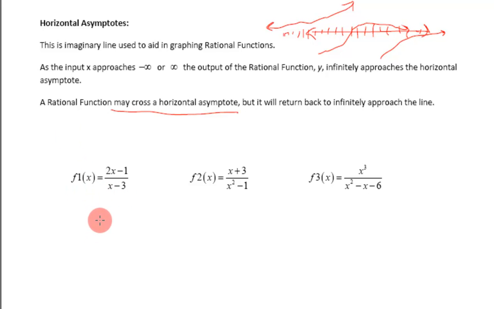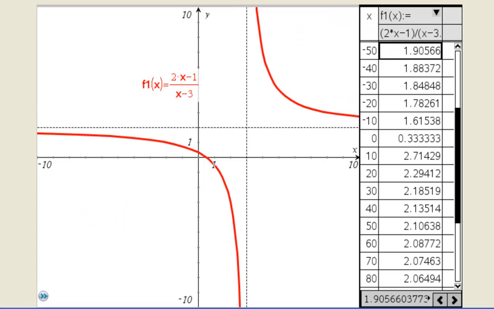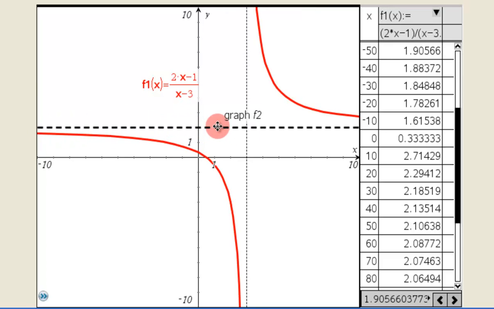So the rules are, if the degree of the numerator polynomial is the same as the degree of the denominator polynomial, and they are degree 1, then we take the ratio of the leading coefficients as the horizontal asymptote. So y equals 2, the leading numbers 2 over 1. So my horizontal asymptote for f1 is 2. Let's look at that. Here it is, 2x minus 1 over x minus 3, and we can see there is a horizontal asymptote at y equals 2 right there.